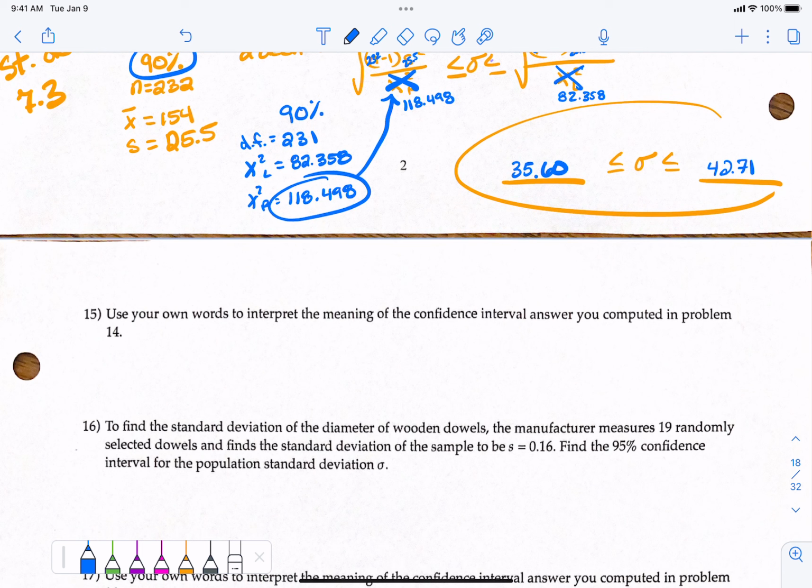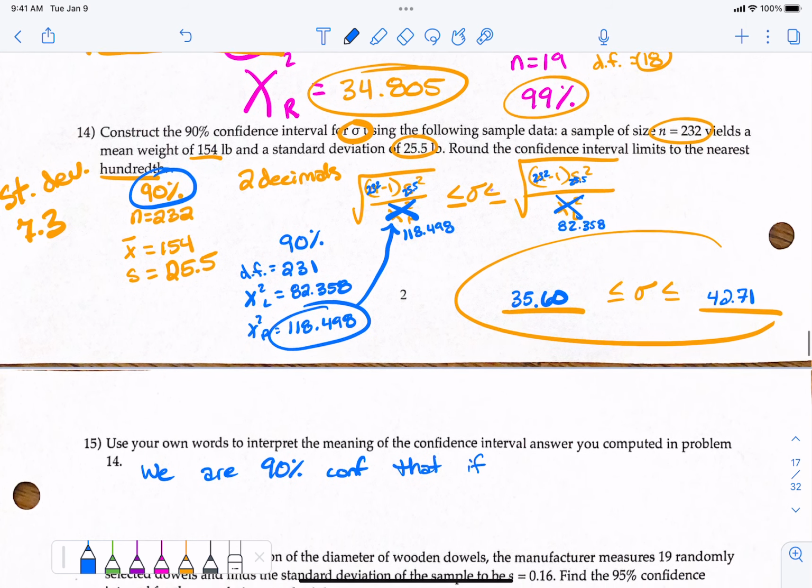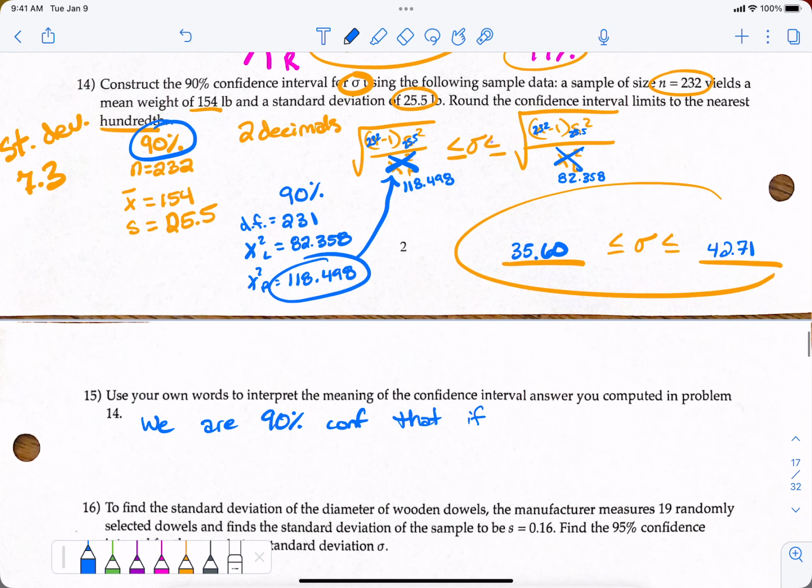All right, number 15. Use your own words to interpret number 14. We're going to have a lot of these. This is going to be like the setup of the test. We are 90% confidence that, when surveying all, what are we doing here? It doesn't say what we're surveying. All of the population? I'm just going to say all population.